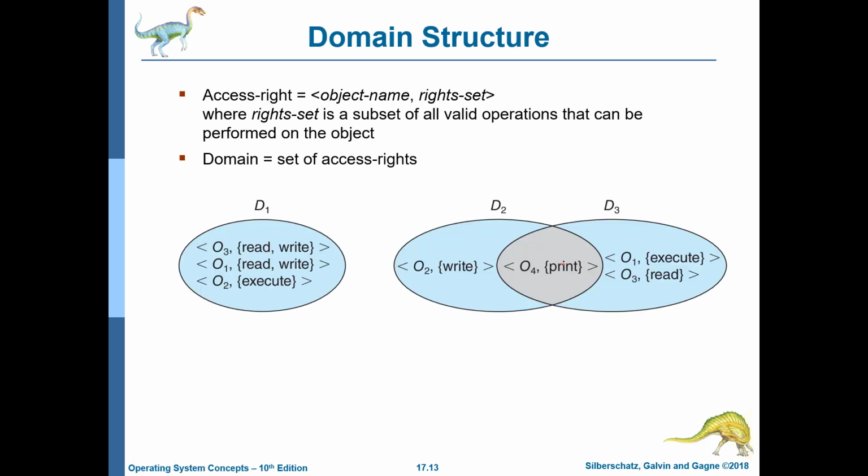So the access right as such is an object name and a set of rights, or a right set. As you can see, let's say one domain gives read-write access to object 3, read-write to object 1, and execute access to object 2. Similarly, two domains can also have an intersection where the same right is shared between two domains. This means that any user that is part of either of these domains D2 or D3 can issue this operation on object O4.